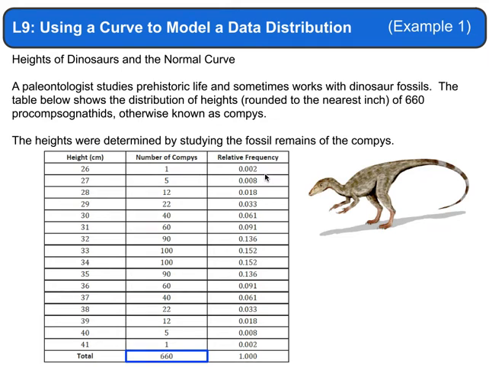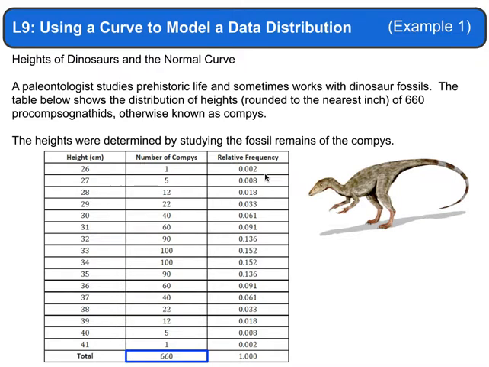Lesson 9, using a curve to model a data distribution, is going to pretty much pick up where we left off with Lesson 8. So this content is going to seem the same. We're going to talk about curve and standard deviation and mean. It's just in this case, we're going to actually get a chance to draw some of those models in this one. So you'll see that with two examples.